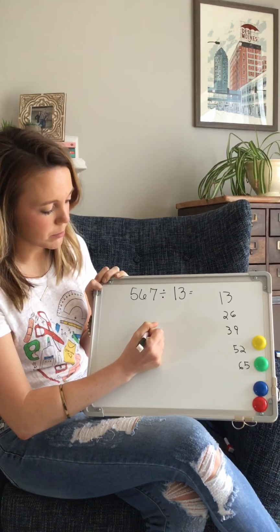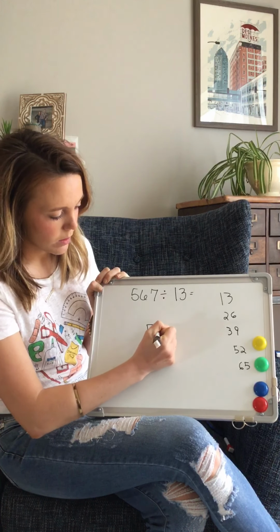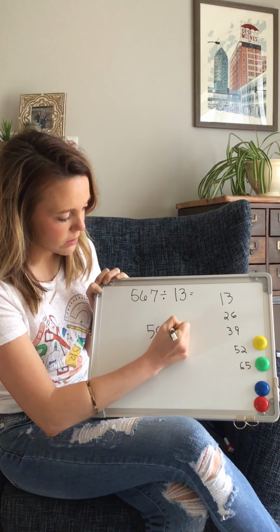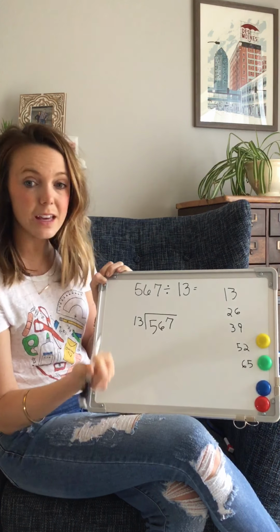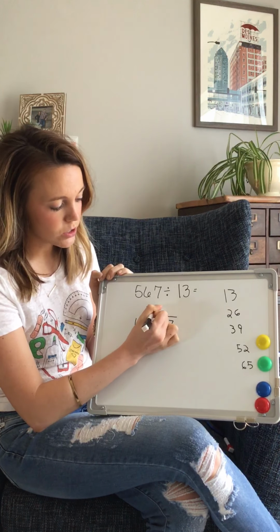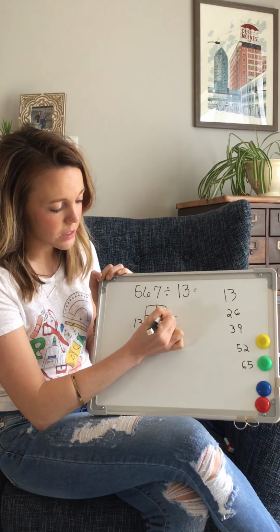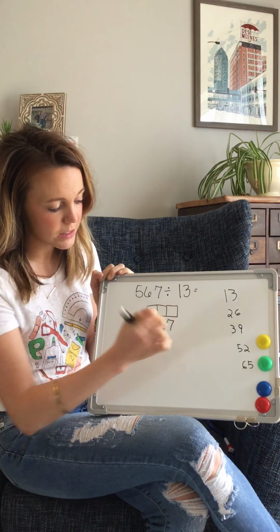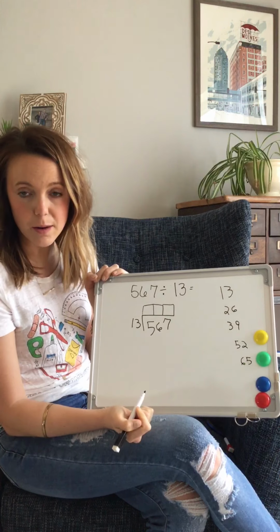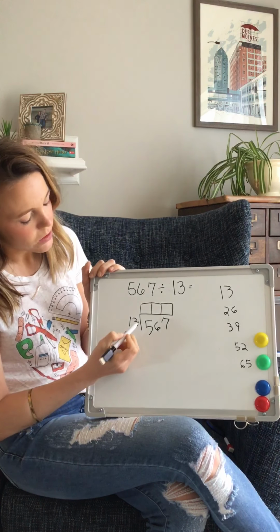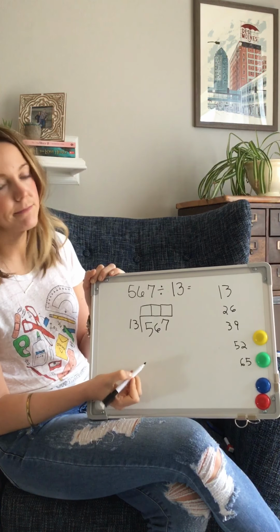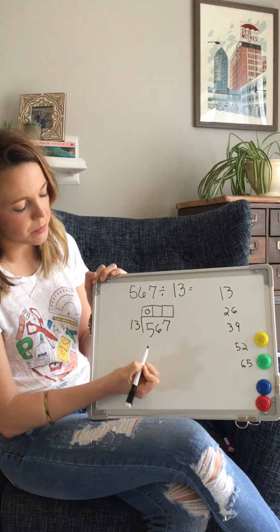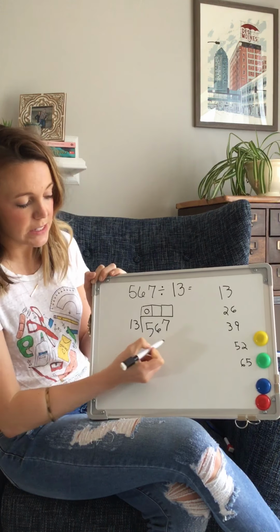So let's write out our problem. 567 divided by 13. Again, I'm going to put my boxes up here just as a tool to help me stay organized and make sure I'm accountable for every single digit that I'm dividing, okay? So, can 13 go into 5? Yes, no, maybe so. No. A little 0 up there. Can it go into 56?